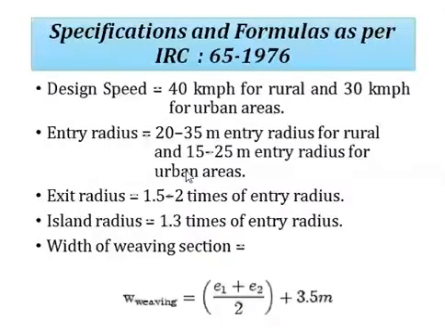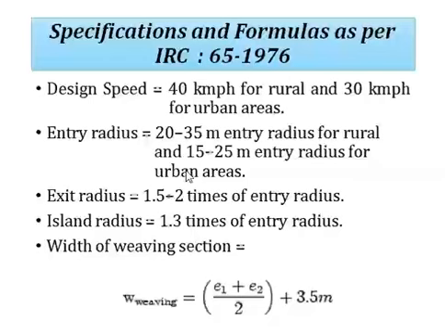The specifications and formulas as per IRC 65/1976 are: first, design speed. IRC specifies a design speed of 40 km per hour for rural areas and 30 km per hour for urban areas. The entry radius for 40 km per hour in rural area will be 20 to 35 meters, and the entry radius for urban area will be 15 to 25 meters. The exit radius is kept comparatively higher than entry radius because we want the driver to accelerate the vehicle and leave the rotary as soon as possible.